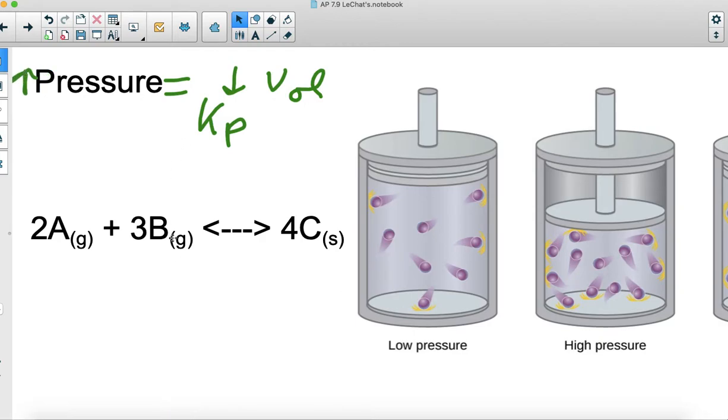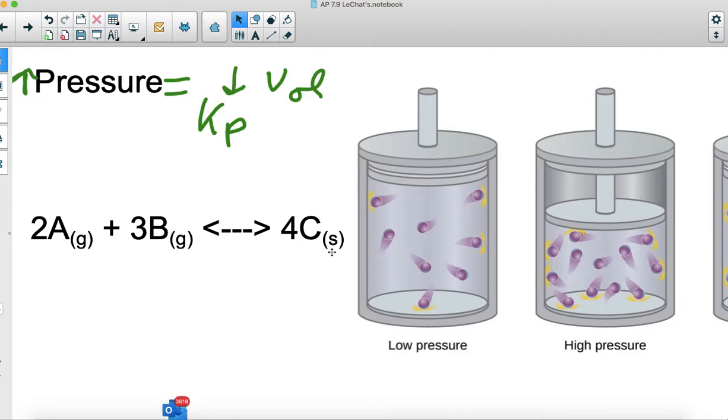Okay. That noise is going to be so annoying, but I'm just going to ignore it. Hope it goes away. Okay, so if we have this situation, 2 A molecules and 3 B molecules make 4 C molecules, and we say, oh, we've increased the pressure, what is it going to do in this case?